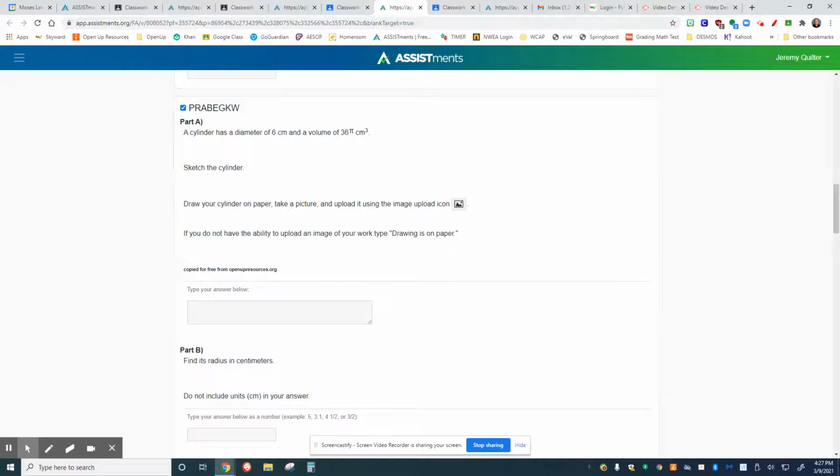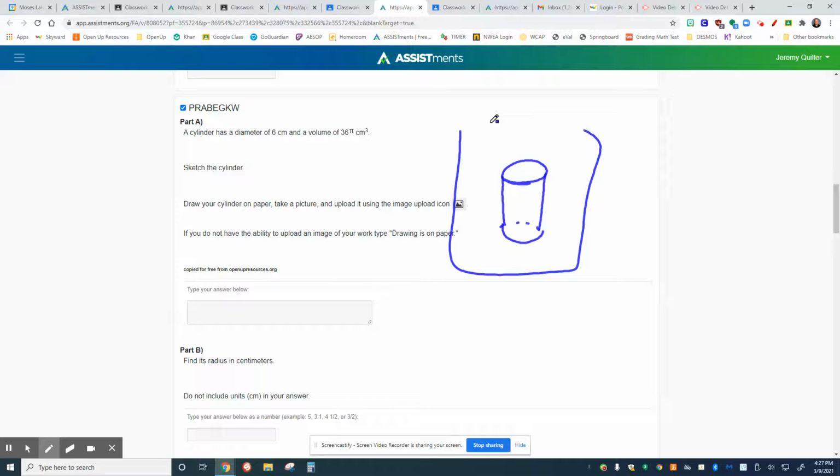Okay. This next one, part A, we're looking at a cylinder that has a diameter of 6 centimeters and a volume of 36 centimeters squared. Sketch the cylinder. Okay, cool. What you're going to have to do is draw it on your own piece of paper, or do this just over here on the side. Get your labels on it, and then you can take a screen capture, which takes a picture of that, and then load it right here into the box. This says if you don't have the ability to upload an image to your work, type drawing as on paper. This is never an option for this class because it's online and you have to show it to me.